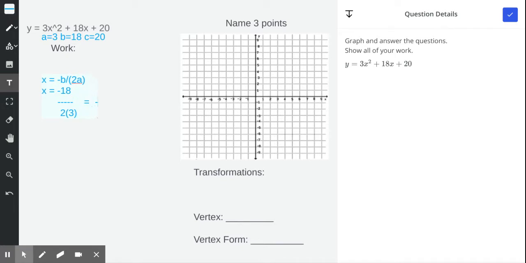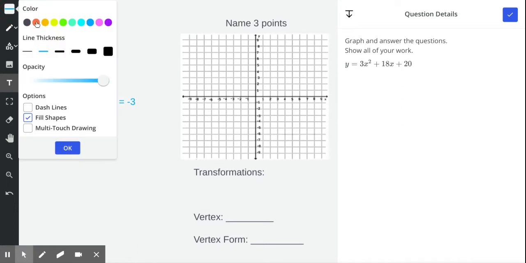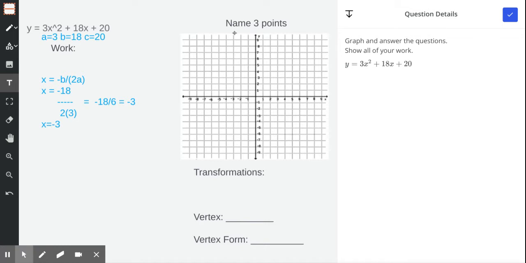Negative 18 divided by 6 is negative 3. So I have x equals negative 3. So that tells me that that is my axis of symmetry. I'm going to do my dashed line at negative 3. At negative 3. And oftentimes it's helpful to label that x equals negative 3.